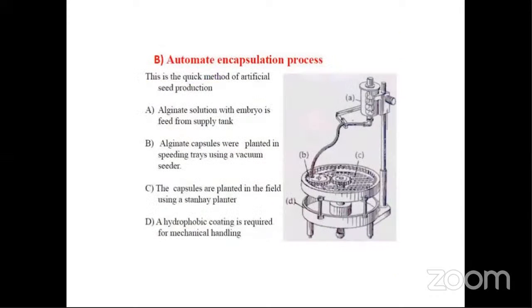Next, please. Another method is the automated encapsulation process. This is the quick method of artificial seed production, and this is a costlier one. The alginate solution with embryo is fed from the supply tank, and alginate capsules were planted in seedling trays using a vacuum seeder. The capsules are planted in the field using a Stanley planter. A hydrophobic coating is required for mechanical handling. Next, please.